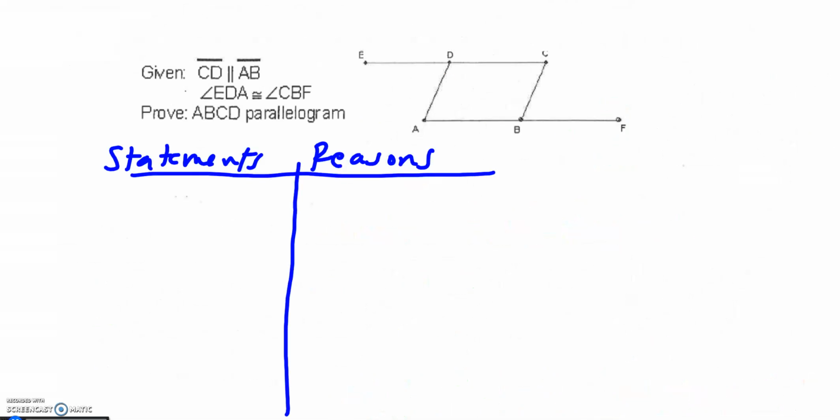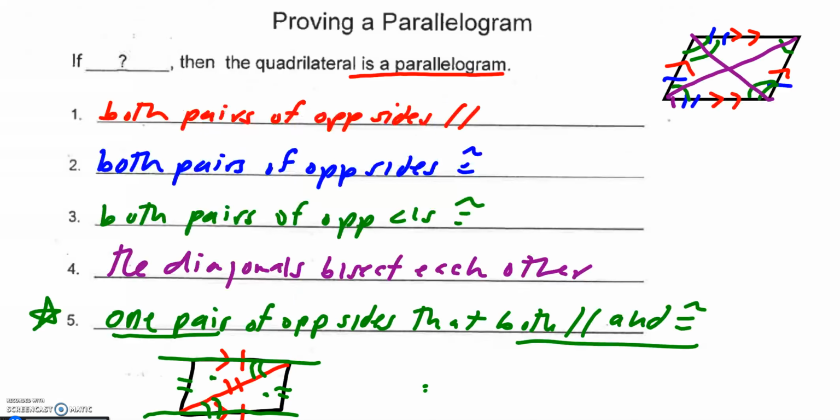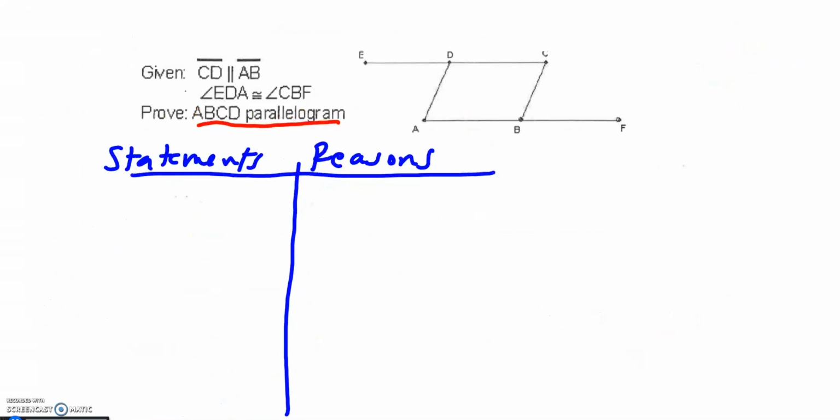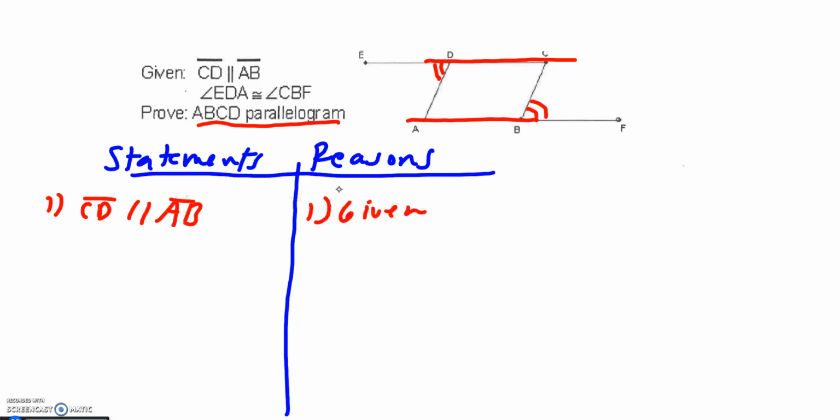So getting into proofs, this is the first time that we want to formally prove, is this shape a parallelogram? And we have to use one of these 5 reasons to do so. So we are given that CD is parallel to AB. As soon as I'm given parallel lines, I'm thinking that these have to be transversals, which could lead me to angles. Well, let's see what else we have first. We have EDA is congruent to CBF. So we have CD is parallel to AB, given, and we have EDA is congruent to CBF, given.